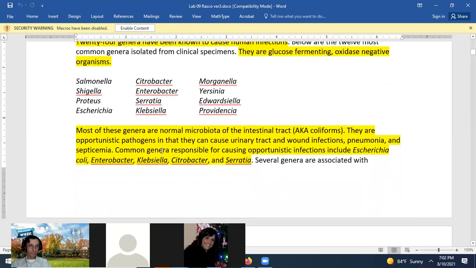And here you're seeing some of the genera of the family Enterobacteriaceae. Most of them are normal microbiota of the intestinal tract, so we call them coliforms. Escherichia, we find in our intestines. Salmonella is not in our intestines, but it is in the intestines of birds and probably turtles, things like that.